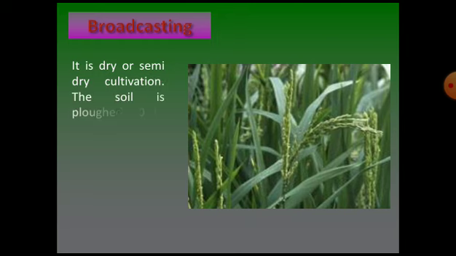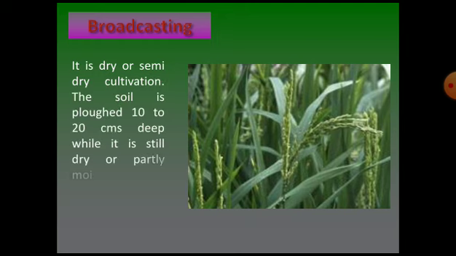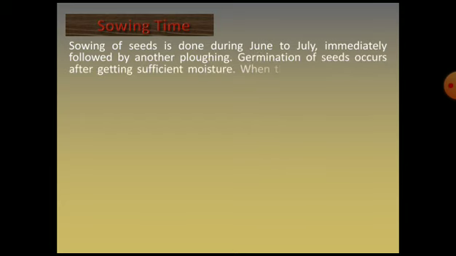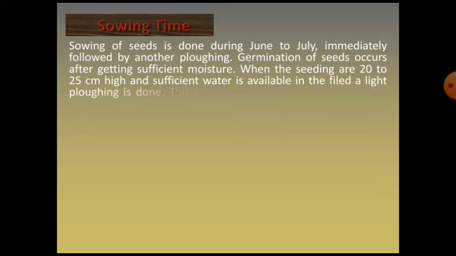It is dry or semi-dry cultivation. The soil is ploughed 10 to 20 centimeters deep while it is still dry or partially moist. Next is sowing time. Sowing of seed is done during June to July, immediately followed by another ploughing. Germination of seeds occurs after getting sufficient moisture.